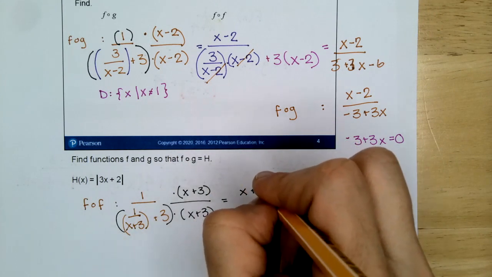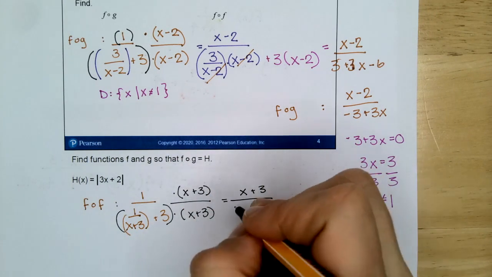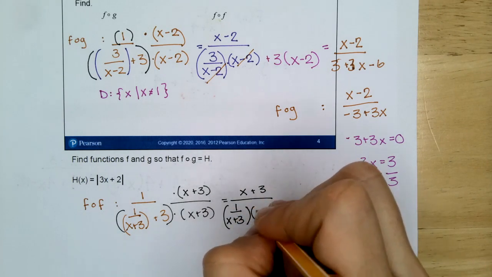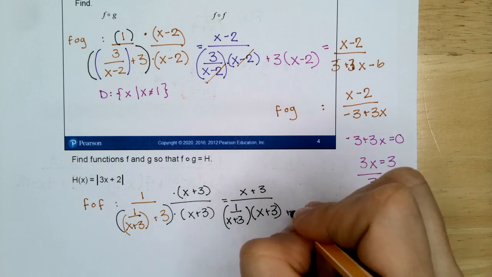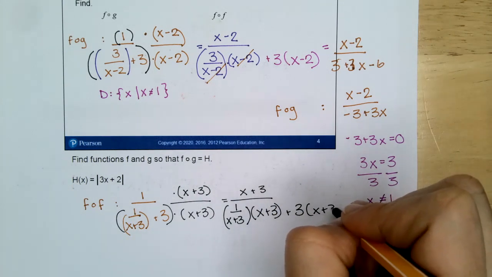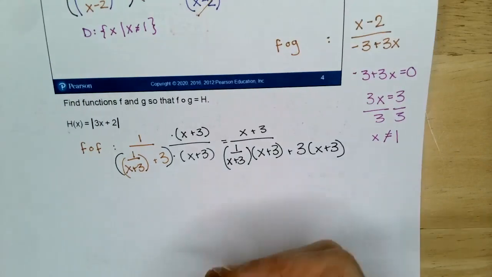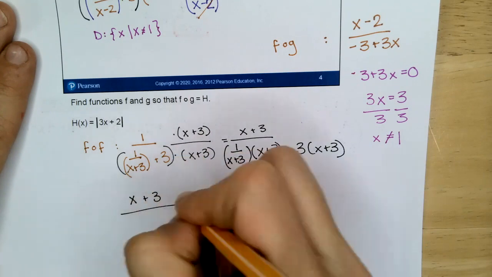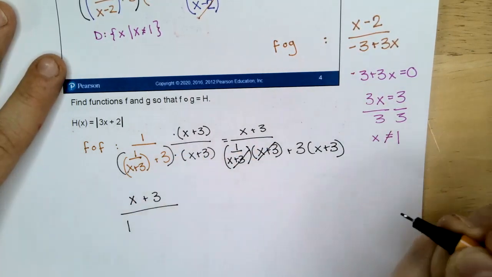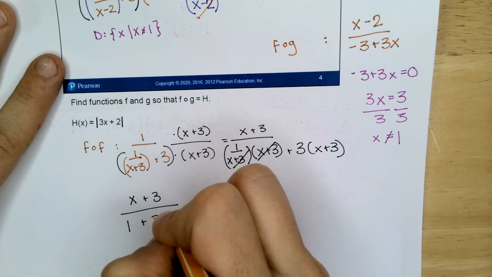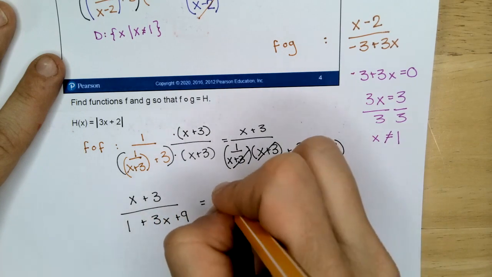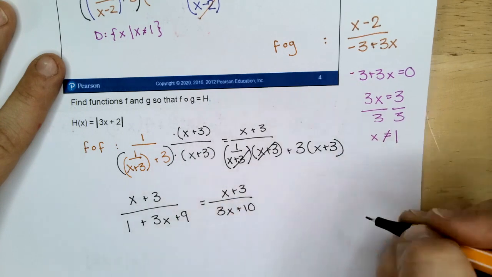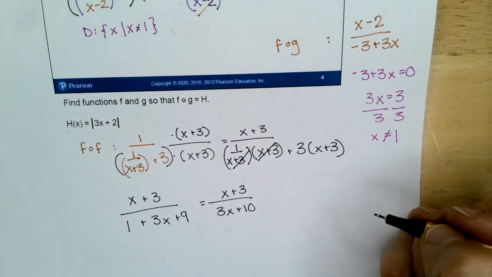So you get x plus 3 on the top. On the bottom, 1 over x plus 3 times x plus 3 plus 3 times x plus 3. X plus 3 divided by 1 plus 3x plus 9 is x plus 3 over 3x plus 10. Good.